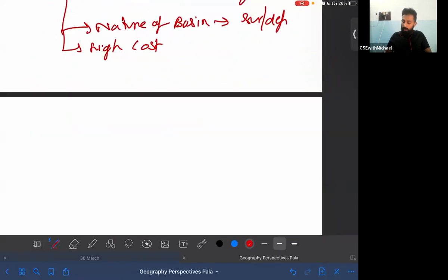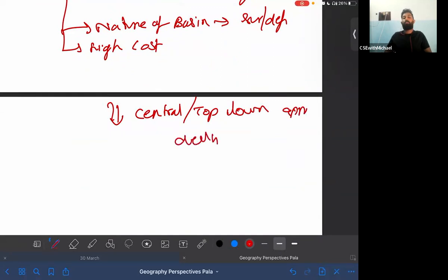Now, as an alternative to this centralized, top-down approach of development, which is not much liked these days, there are other alternatives too, which is the watershed development project, the watershed development idea.